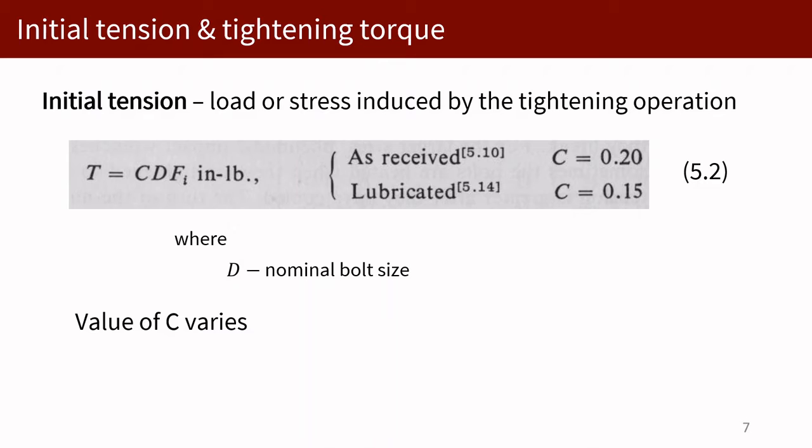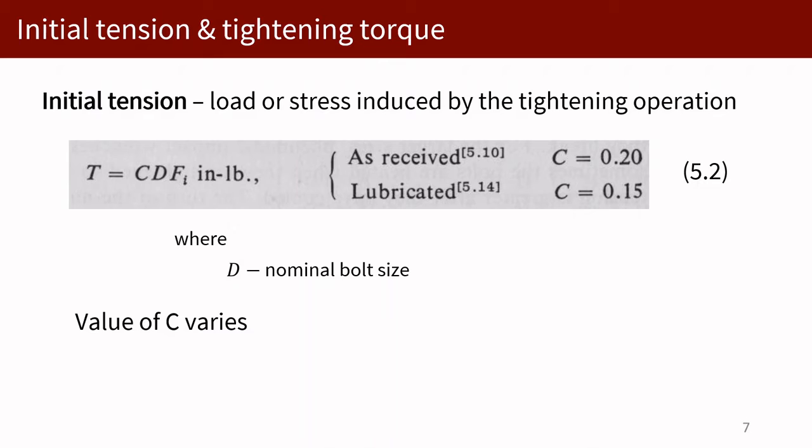So neither foreign particles nor lubricants, cutting fluids are present in the threaded members. So it would be unpredictable. So in such cases, it is safer to assume a value from 0.1 to 0.4.